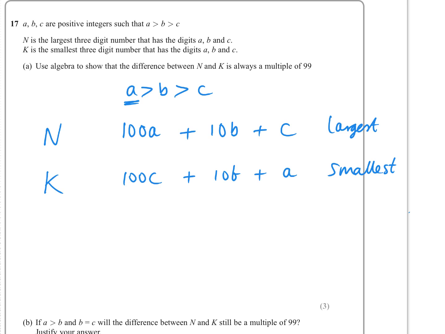And it says use algebra to show that the difference between n and k. So the difference between n and k will be just n minus k. So that gives 100a, sorry, minus 100c. 10b, take away 10b is just nothing.